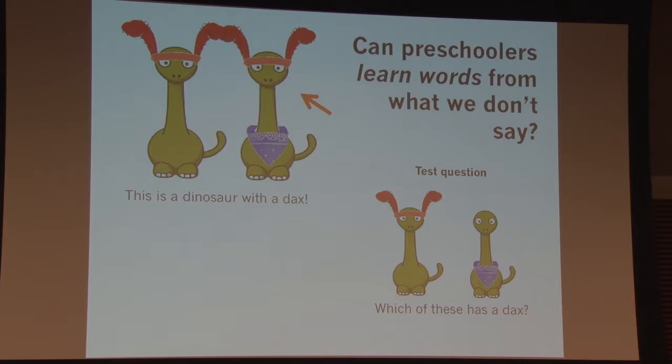Now, of course, this has the same structure as the previous experiment. That is, you might reason, well, why would you tell me about this particular dinosaur to tell me about the word dax? You could have very well pointed to the other dinosaur and said, this is a dinosaur with a dax, if you were trying to teach about the fascinator instead of the bandana. So by thinking about what an informative speaker would have said in that context, they could reason that, hey, the guy with the bandana is the only one to point to if dax means bandana.